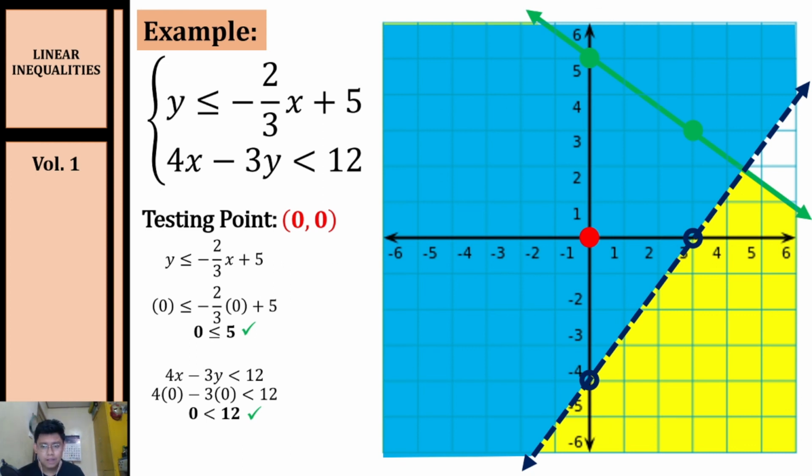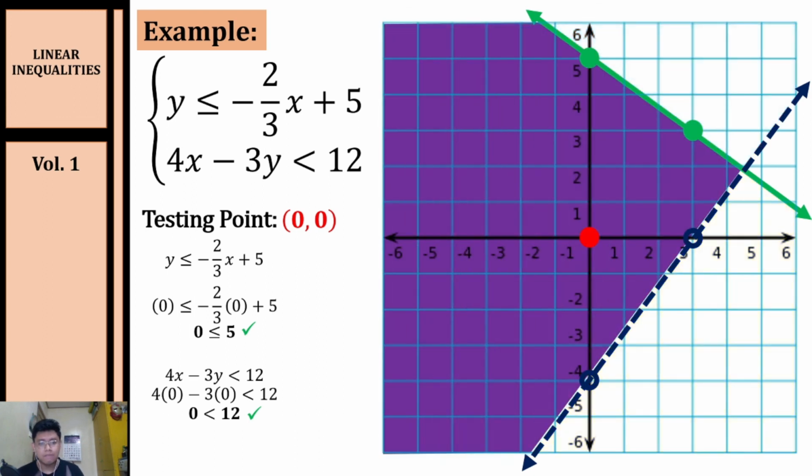Then let's identify the intersection of our shaded region. The intersection of the yellow and blue shade is located here. Therefore, the solution to our system will be located in this region, the purple region.